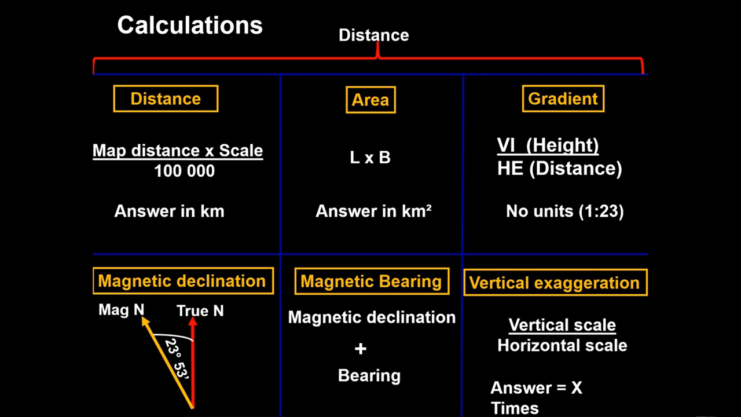Right, so distance we need to do. We need to do area. Then we need to do gradient, magnetic declination, a magnetic bearing, and vertical exaggeration. Something that I've just learned throughout the year or years is that I always teach my learners: no unit, no mark.